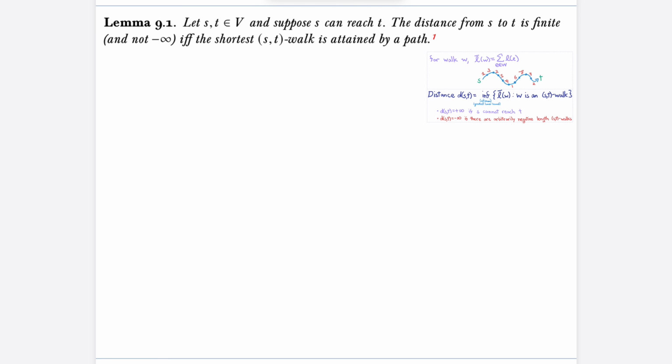Okay, so we start with a little bit of structure. Any ideas of how to prove this? Is the statement okay?